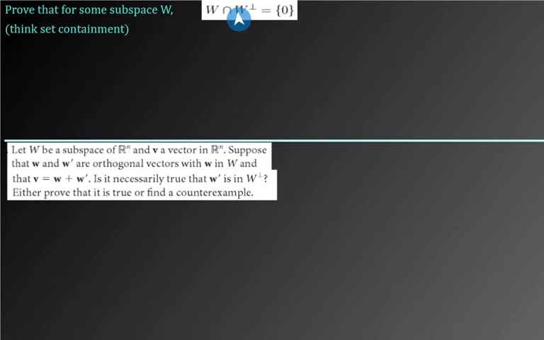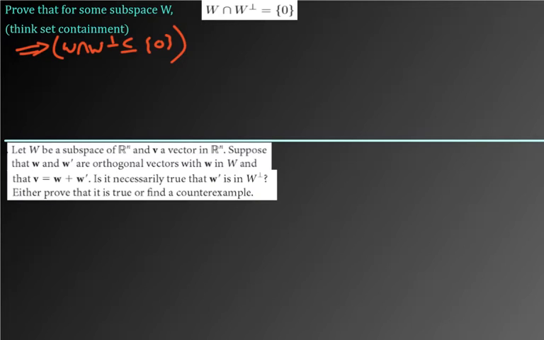And the way you prove this is set containment, right? So this is W intersect W perp. If you want to show this set equals this set, then you have to show that this one is contained in here and this one is contained in here. If you've done both containments, then you basically got it. So first we'll show that W intersect W perp is contained inside of 0. Okay, that's what we're going to show.